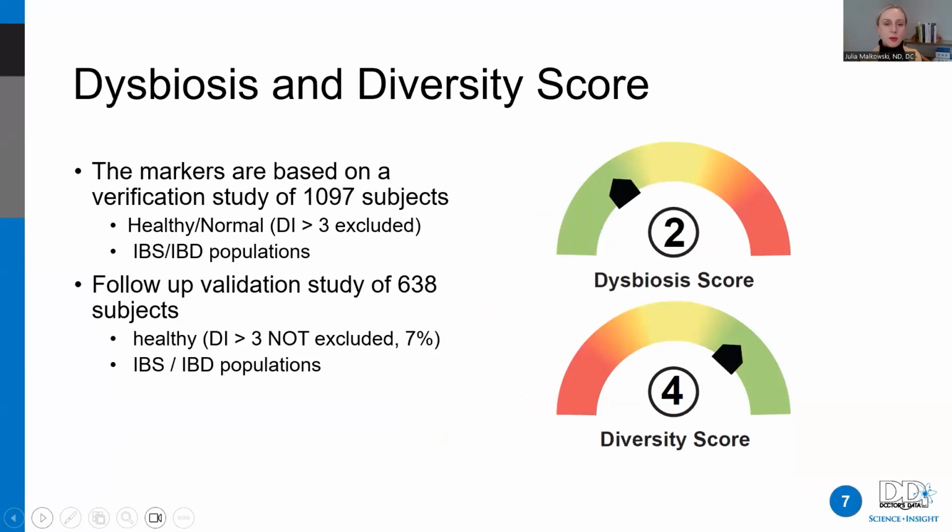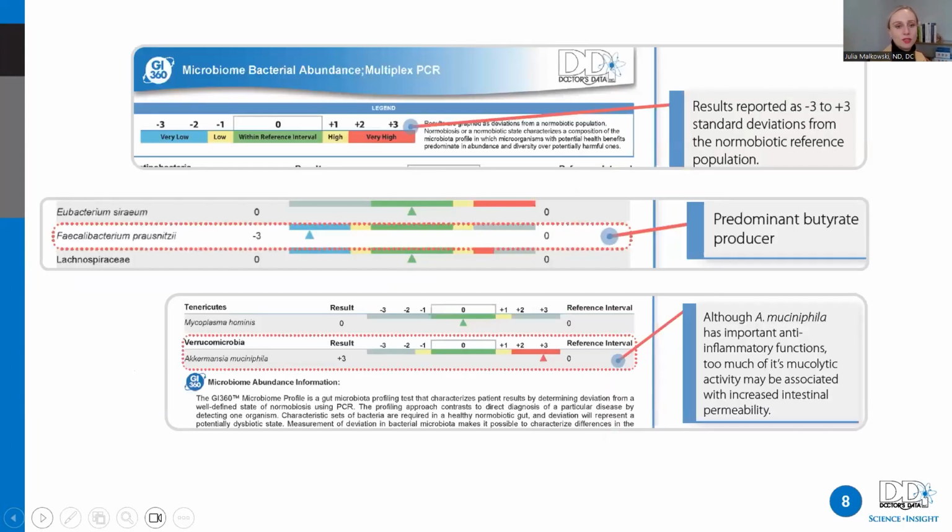So again, the dysbiosis index and diversity score, here's some more technical information about it. The markers are based on a verification study of over 1,000 subjects, and the healthy normal dysbiosis would be greater than 3. And then with the follow-up study of over 600 subjects, again, we found that matrices did pan out, that the IBD and IBS populations did have a dysbiotic score, okay? And again, that information is available at www.gi360.com if you want to go into reading those papers.